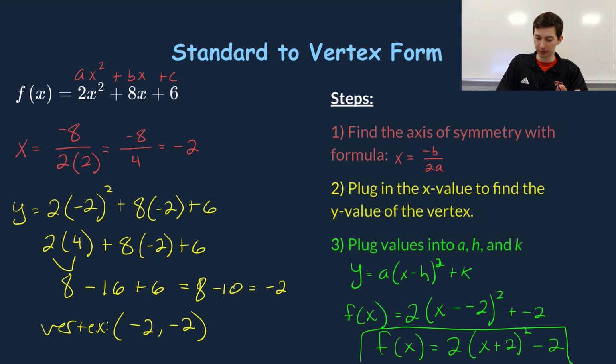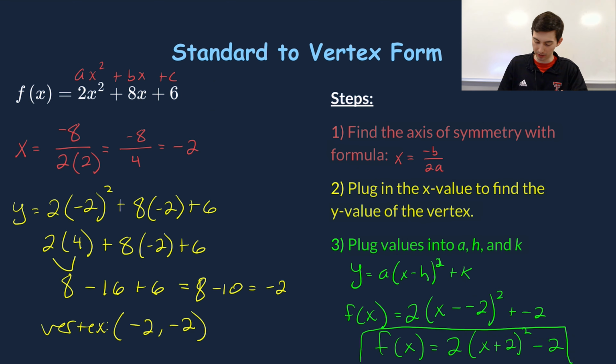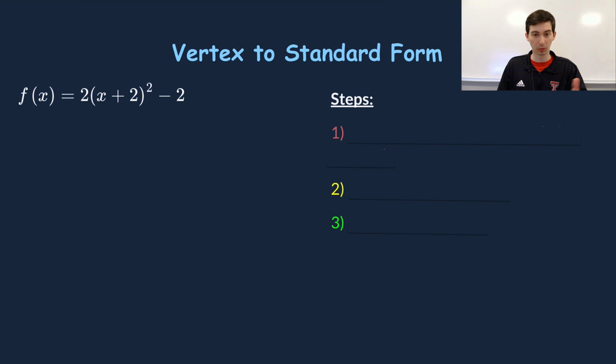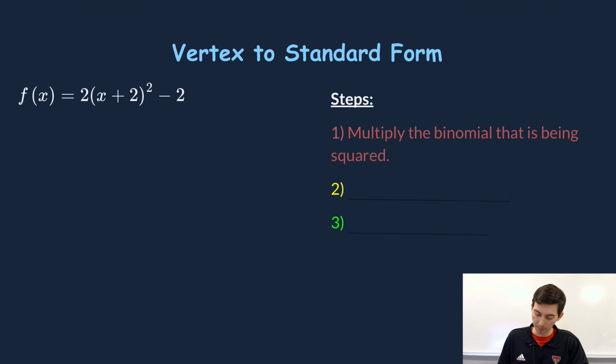Now let's do the opposite. Let's go from this vertex form back to the standard form and see if we get the same thing. So here's the same vertex form formula that we just came up with. When we do this, my first step is we've got this binomial here that's being squared. We want to multiply that out.